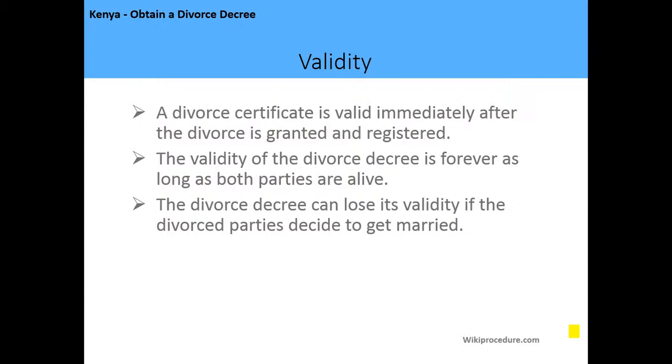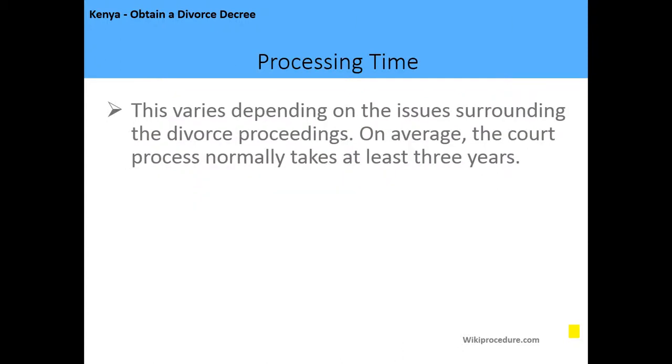The validity is that the divorce certificate is valid immediately after the divorce is granted and registered. The validity of the divorce decree is forever, as long as both parties are alive. The divorce decree can lose its validity if the divorced parties decide to get married again. The processing time depends on the issues surrounding the divorce proceeding, and on average, the court process normally takes around 3 years.